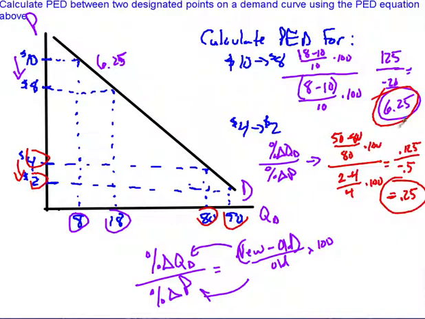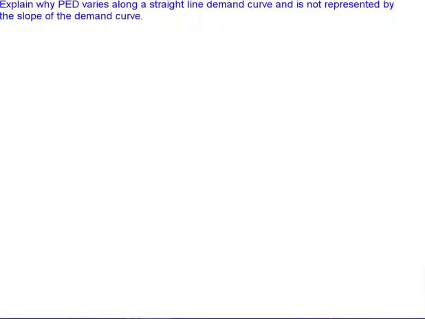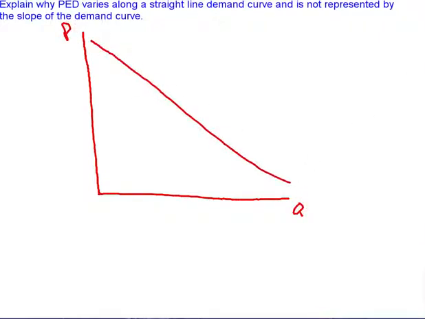Alrighty, so let's keep on chugging. This is going to be a little bit longer, so I apologize. But now we need to look at why the price elasticity of demand varies along a line. All right, I'm going to flip back to the other one in just a minute. Let me go ahead and do that now.